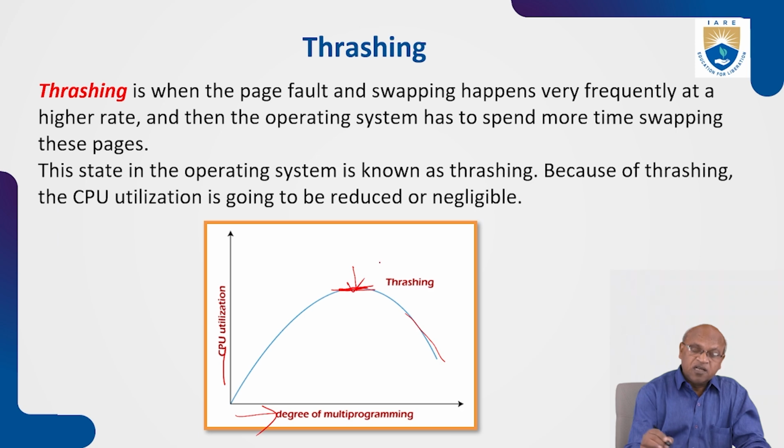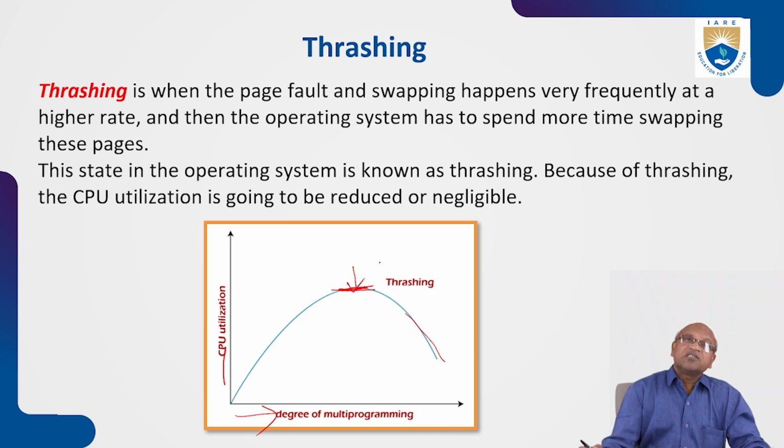So at this point, our CPU utilization starts decreasing because of more multiprogramming. That is called thrashing. Because of this reason, CPU utilization will go down and our system performance will come down. So this is called thrashing.